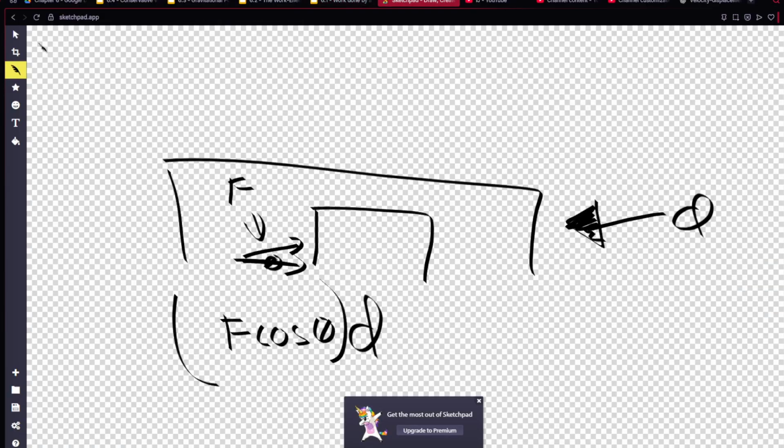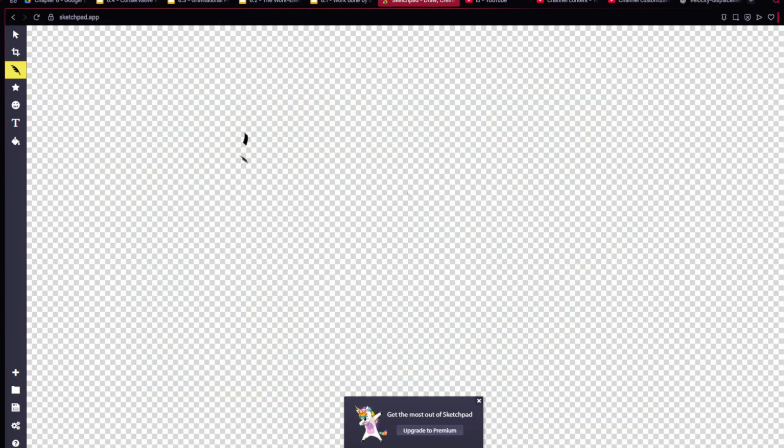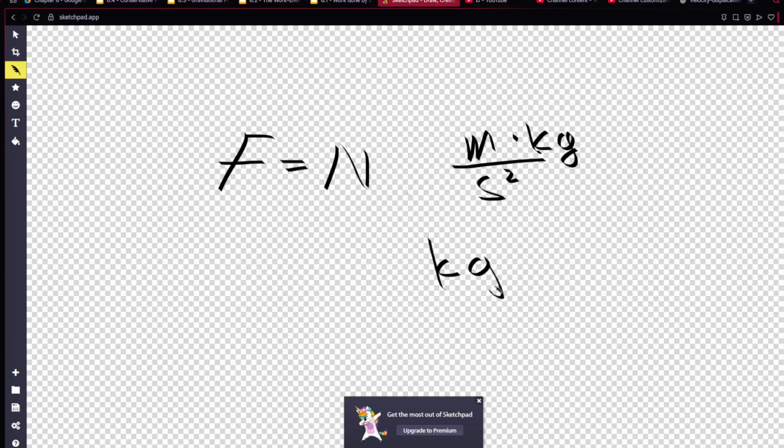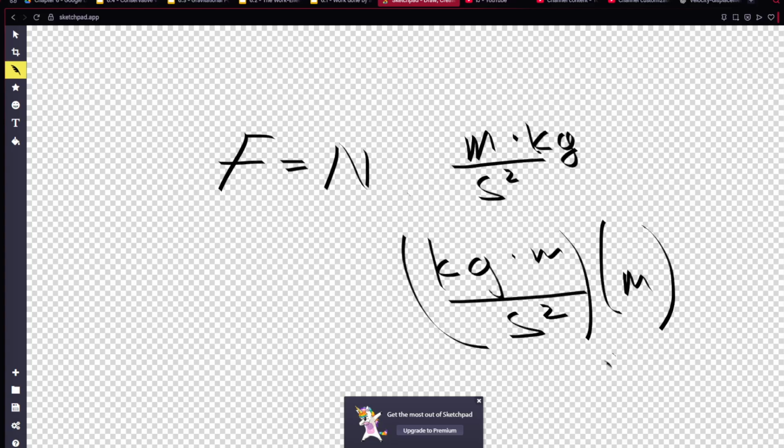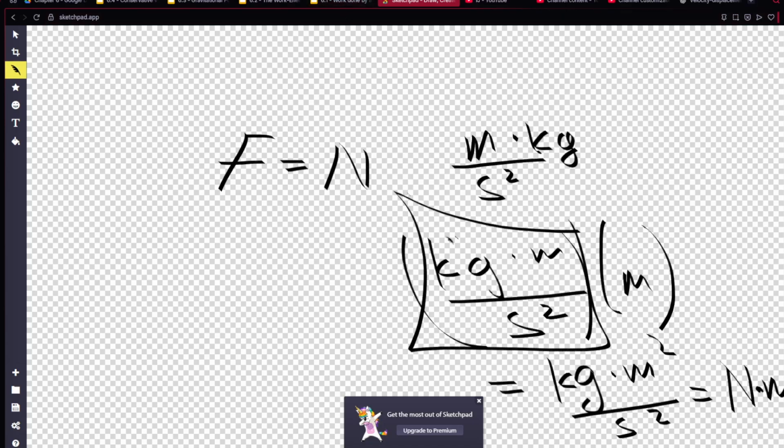Units of work are pretty easy to derive. In the SI system, force is measured in newtons, and a newton is mass times acceleration, so it would be kilograms times meters per second squared. But remember that we're multiplying it by meters again, because displacement in the metric system is measured in meters, so it becomes this. Or you can simply write this as newton meters, which is the exact same thing, just a little simpler, because newton just represents that.